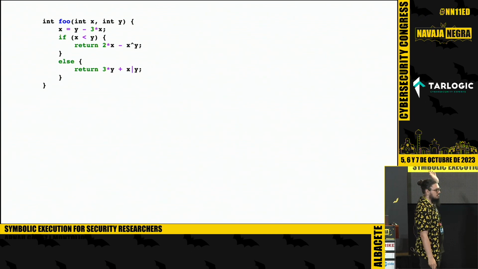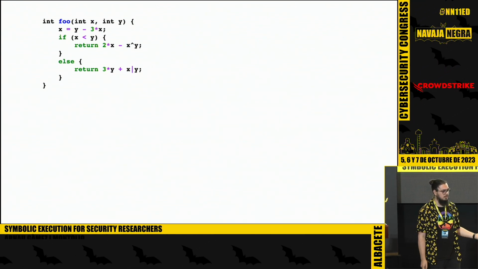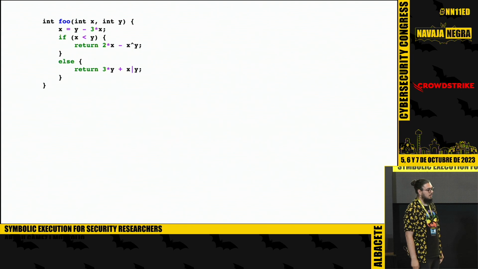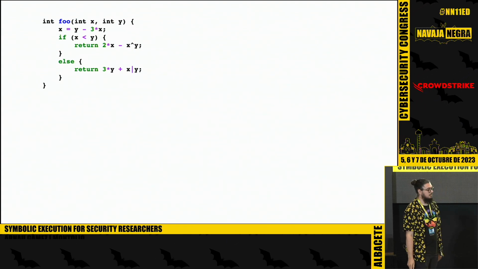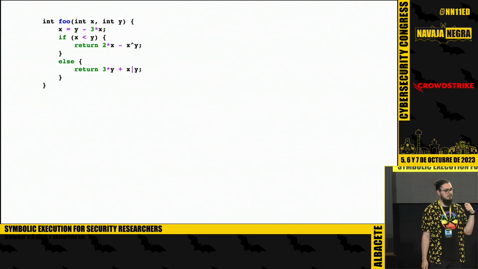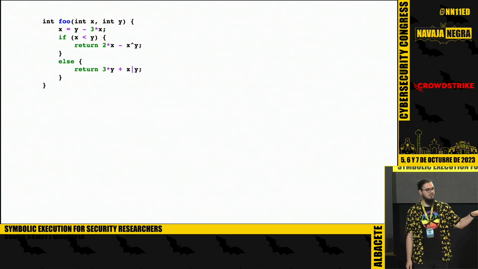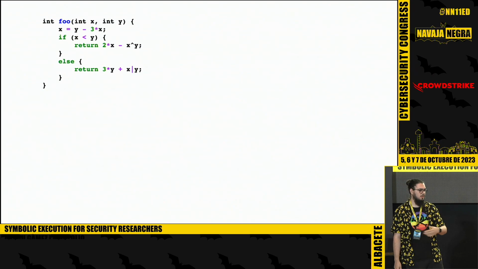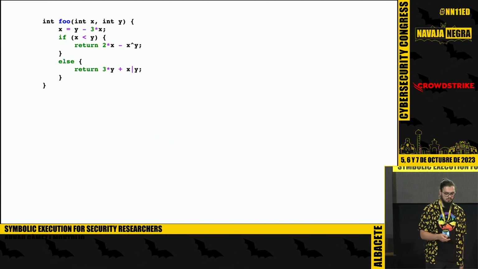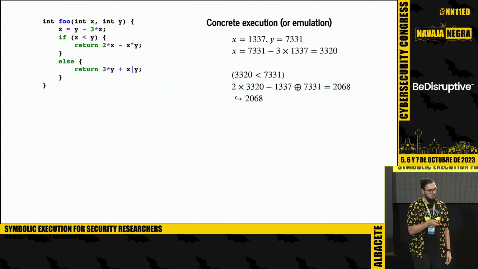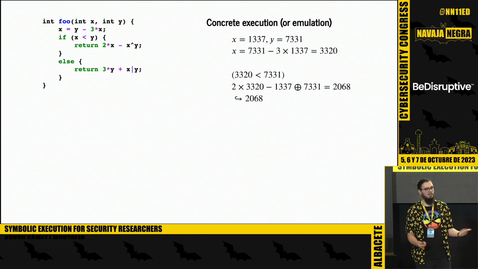This is a dumb C function that does absolutely nothing interesting. It receives as inputs two integer parameters, x and y. It does some computation on x, and then there is some comparison. If x is less than y, then we return something. Otherwise, we return some other thing. We don't really care. So what is a concrete execution, or emulation, if you want?